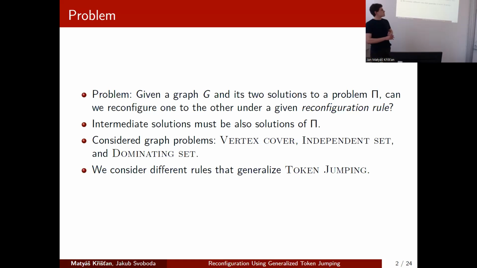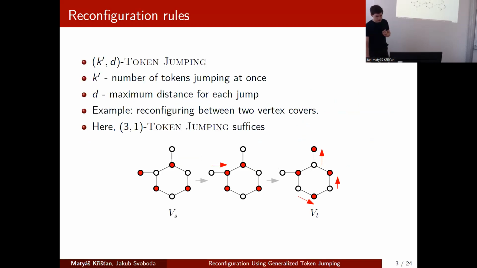And we will look at a generalization of a rule that is already very studied, called token jumping. I will show an example of how it works. So in our generalization, we have two parameters for the rule. One is how many tokens at once can jump, and the second parameter is to which distance.